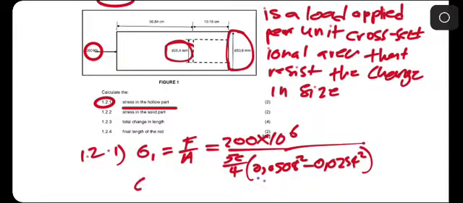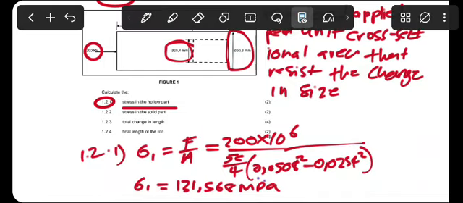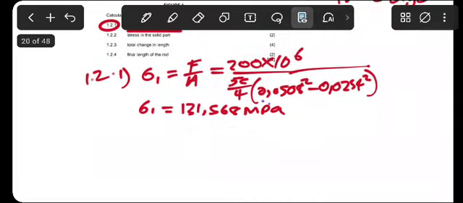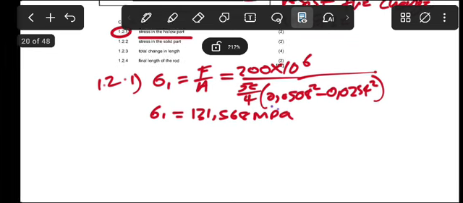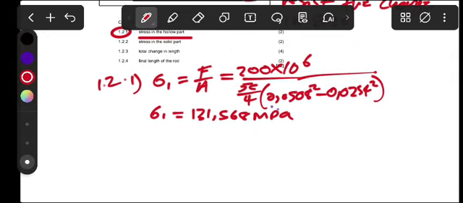Then the stress there will be 131.568 megapascal. And this is what we'll have there in megapascal. So what else do we need?